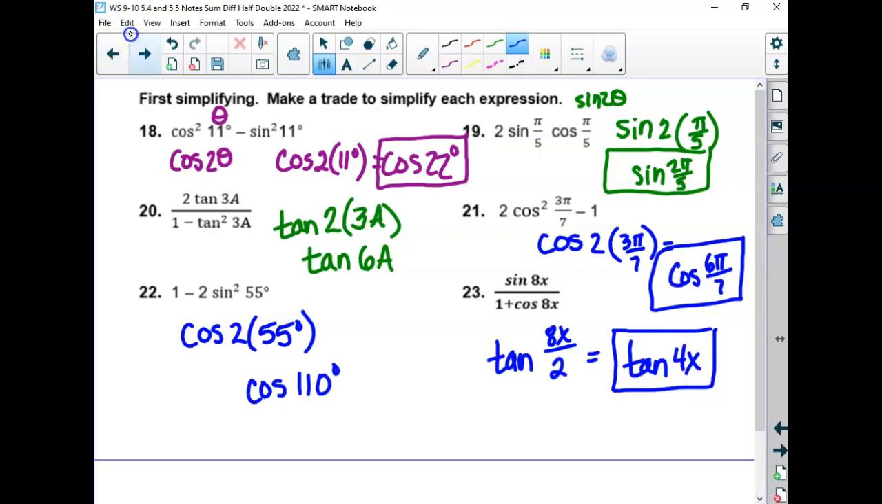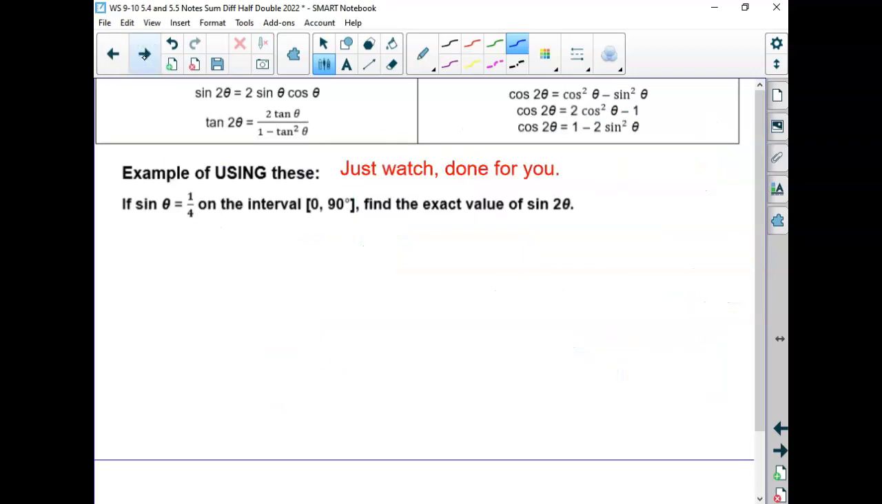All right. Now we're going to have to actually use some values off our unit circle. All right, so this one is done for you, so you can just watch. It says if the sine is 1/4 on the interval from 0 to 90, what is that telling us? What quadrant am I in? 0 to 90 is in quadrant 1. You label it. Okay, so these are draw questions, guys. Label the sine 1/4, opposite over hypotenuse.